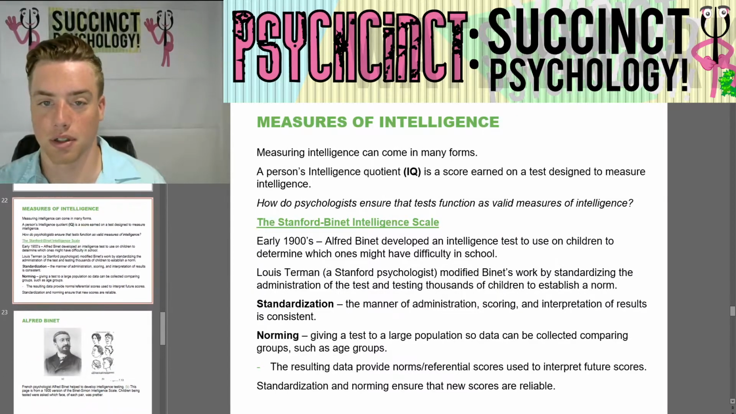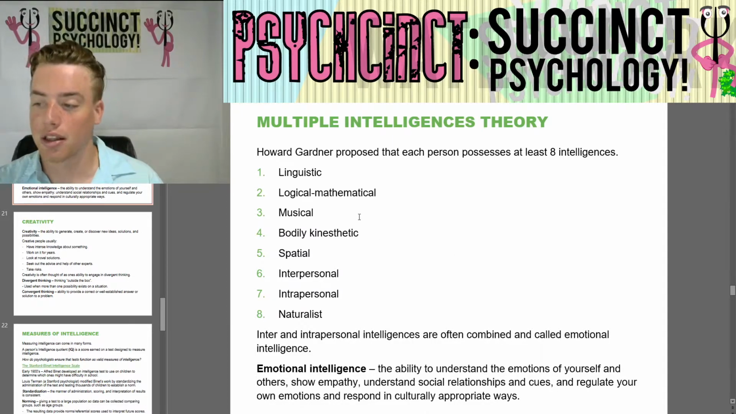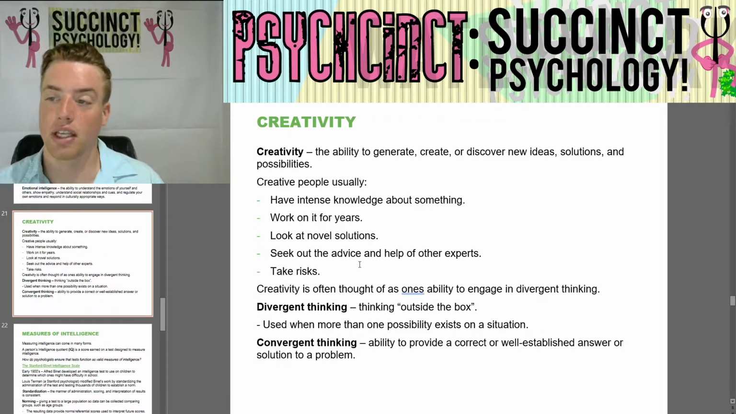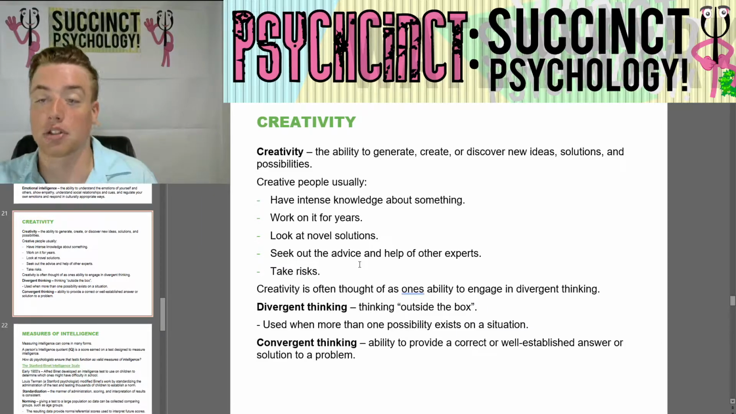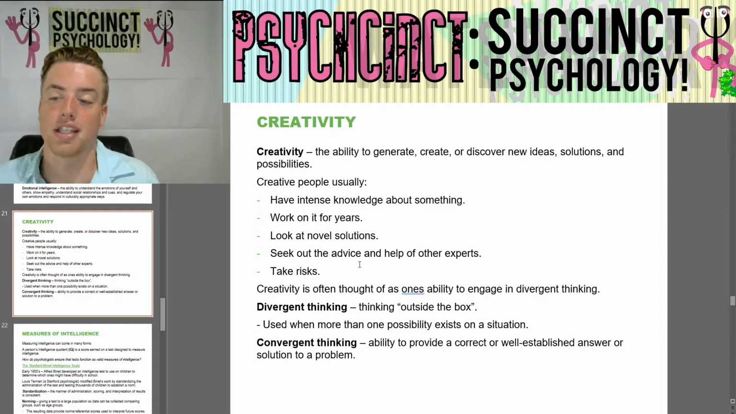Now, emotional intelligence is the ability to understand the emotions of yourself and others, show empathy, understand social relationships and cues, and regulate your own emotions and respond in culturally appropriate ways. Creativity is the ability to generate, create, or discover new ideas, solutions, and possibilities. Creative people usually have intense knowledge about something, work on it for years, look at novel solutions, so unique solutions, and seek out the advice and help of other experts and take risks.